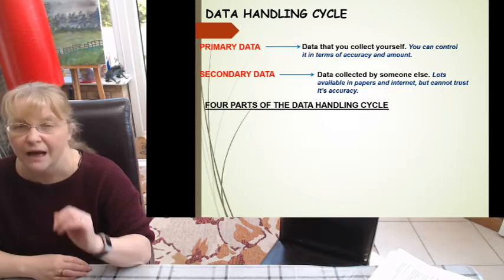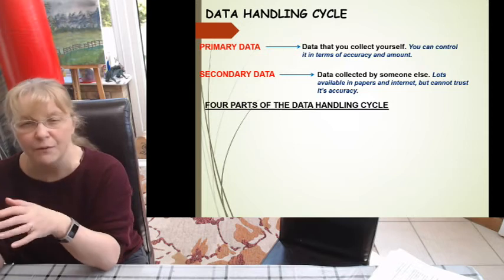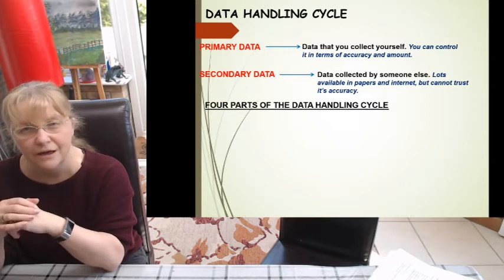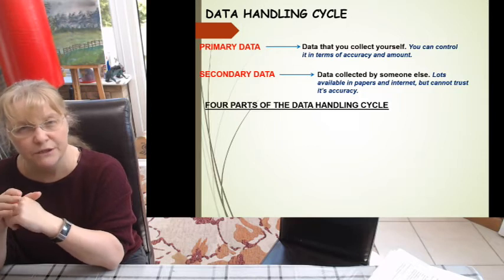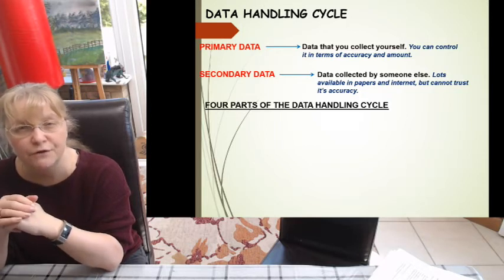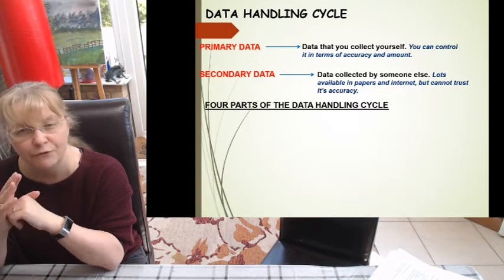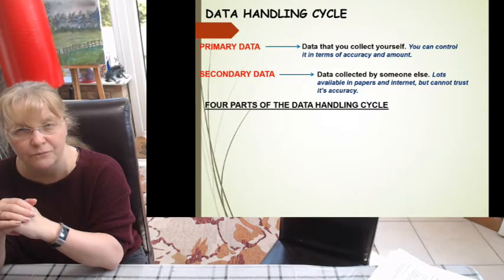Okay, and remember that whichever way you collect the data, it is in the 4-part cycle. So I'm going to go over those again, but I just want you to pause and see how much of it you actually remember yourself. So pause now and write down the 4 parts of the data handling cycle.